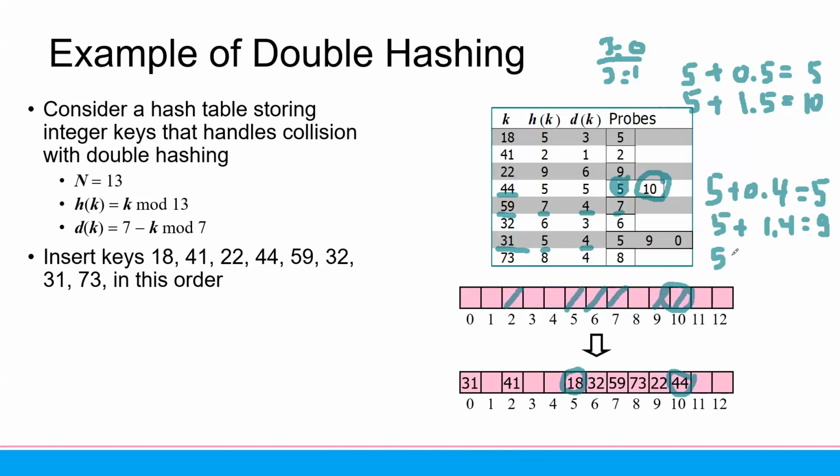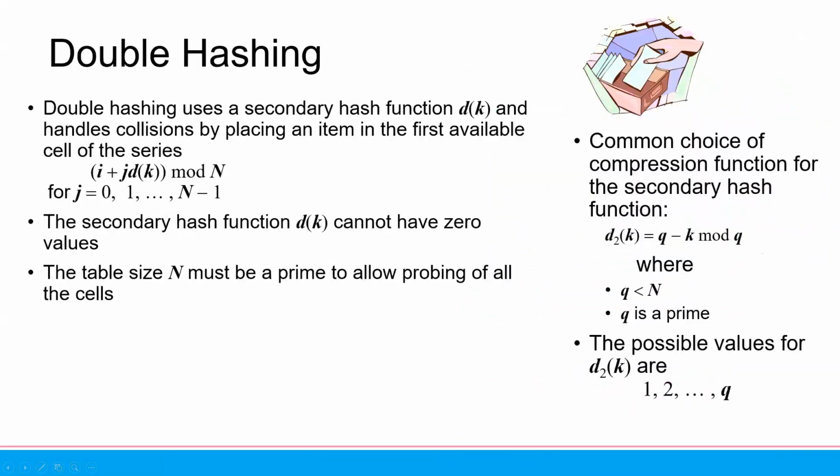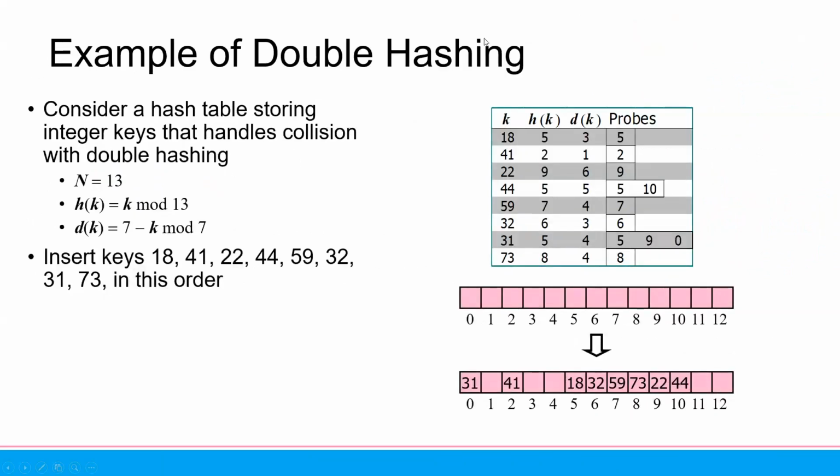Then we go to the next one again: 5 plus 2 multiplied by 4, so the result will be 13. But is there any index 13? No. That's why the function is this one, mod n. So 13 mod 13 will be 0, and we place this into index 0.